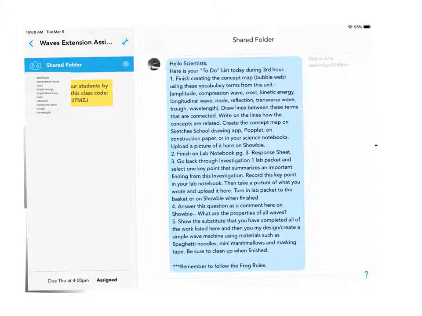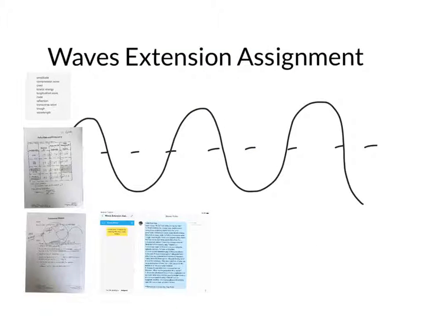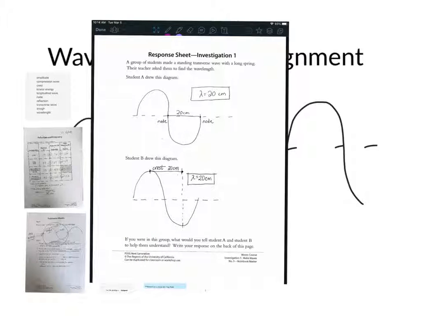Upload a picture of it here on Shobi. Submit it using the plus sign and going to Photos after you screenshot it. Once you finish that assignment, you're going to finish Lab Notebook page 3 response sheet. Response sheet page 3 is right here.